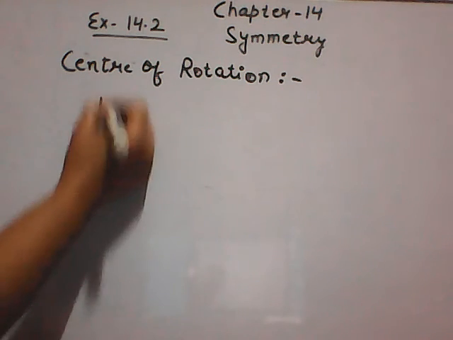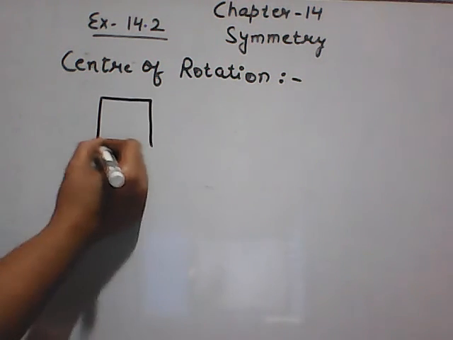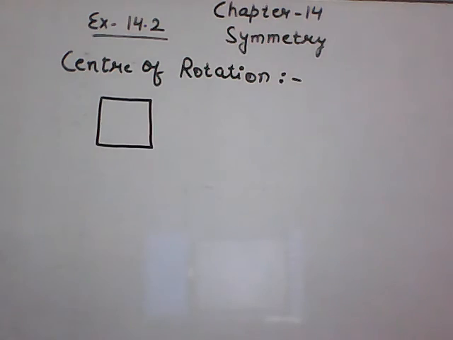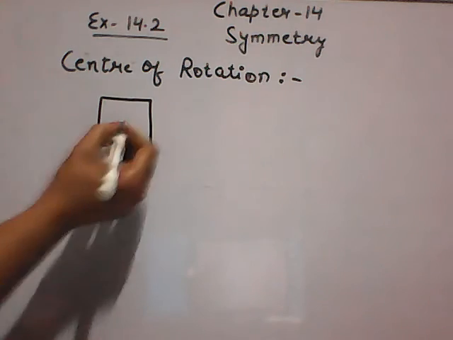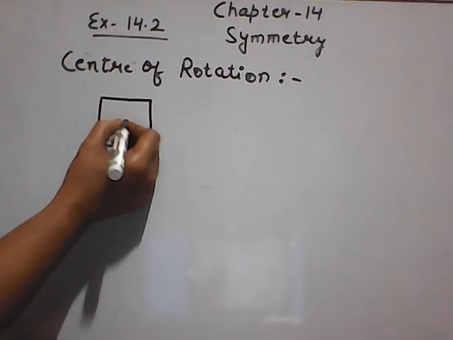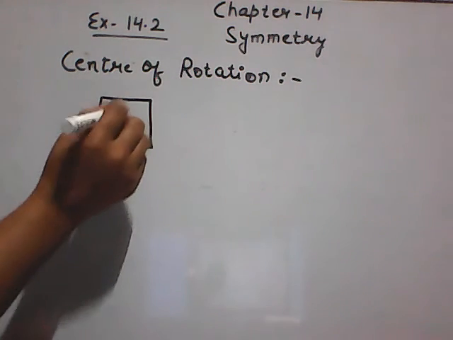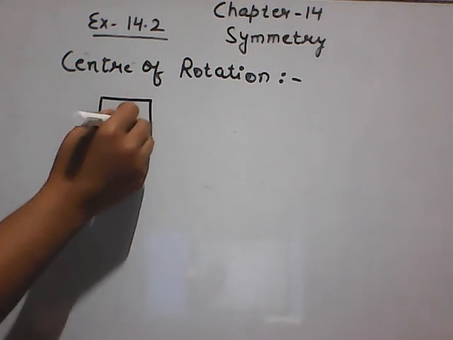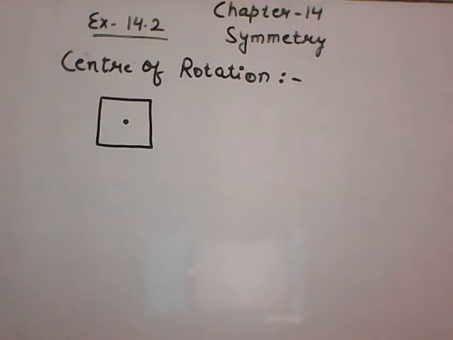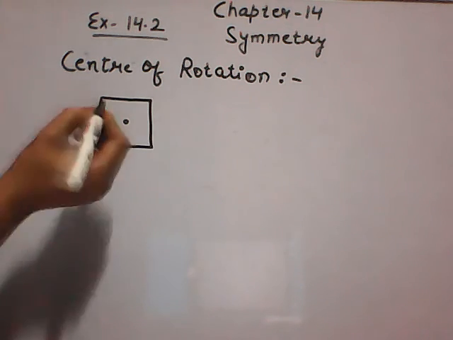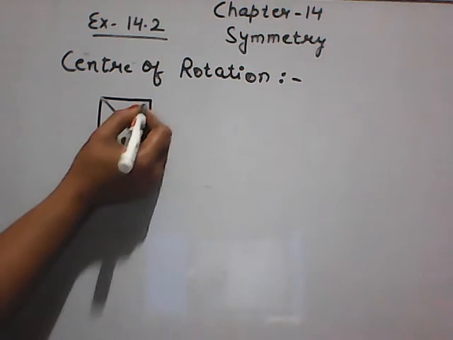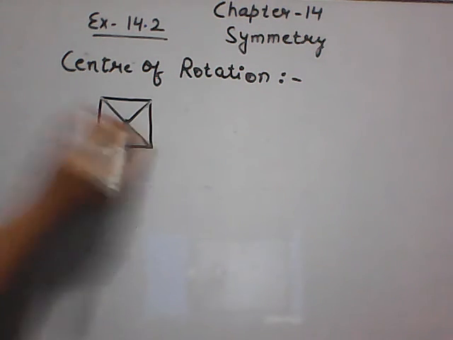Suppose there is a square, and we know that in a square all sides are same. So, the order of rotational symmetry of this figure is 4. Now, we rotate this figure through the intersection of the diagonals, which is the center of rotation. We rotate this figure through this point. The center of rotation is the intersecting point of the diagonals.